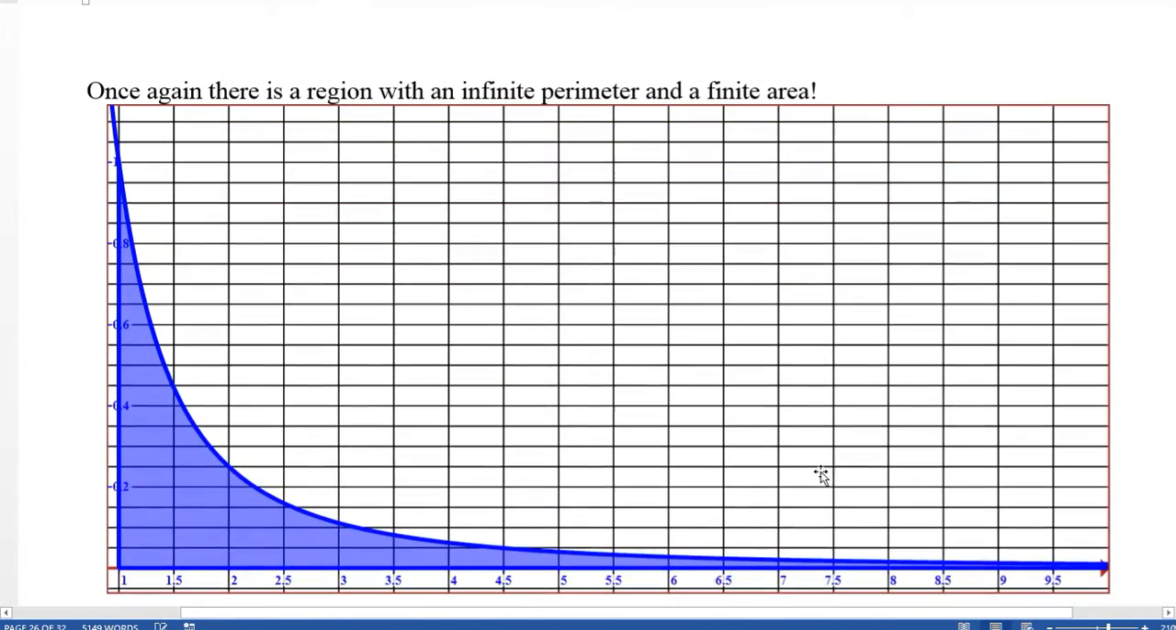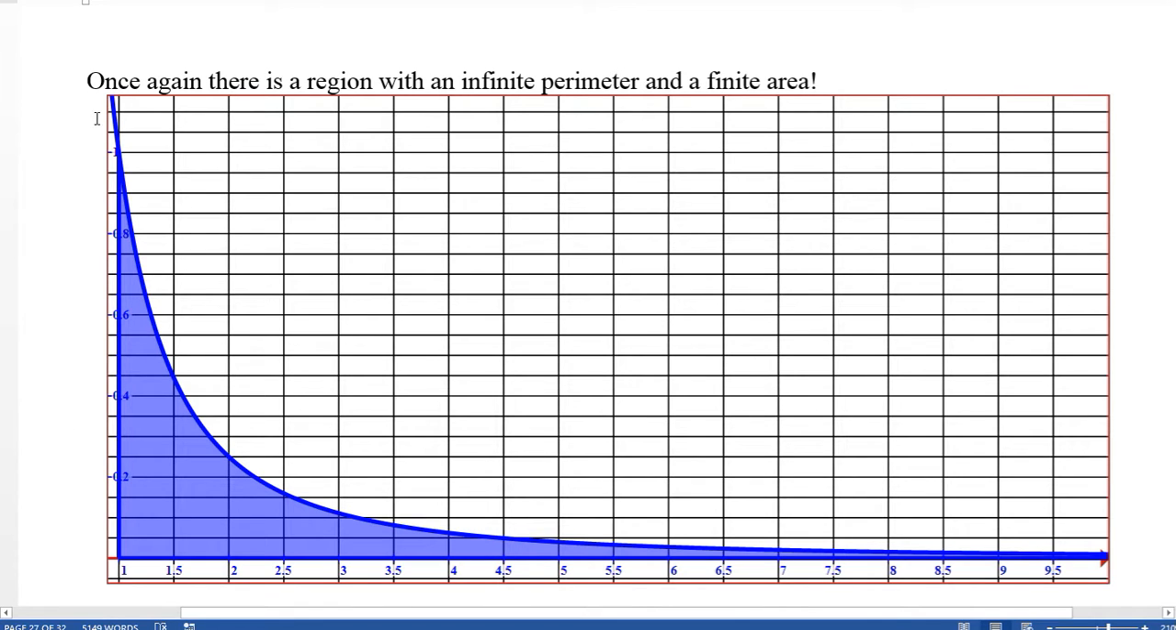So here we have a picture. Here is 1 over x squared, the top of this curve. Here's x equals 1, this is our boundary here. It goes up to the point (1, 1) right there at our corner. The corner down here is at (1, 0). So there's a line segment of length 1 for that side.